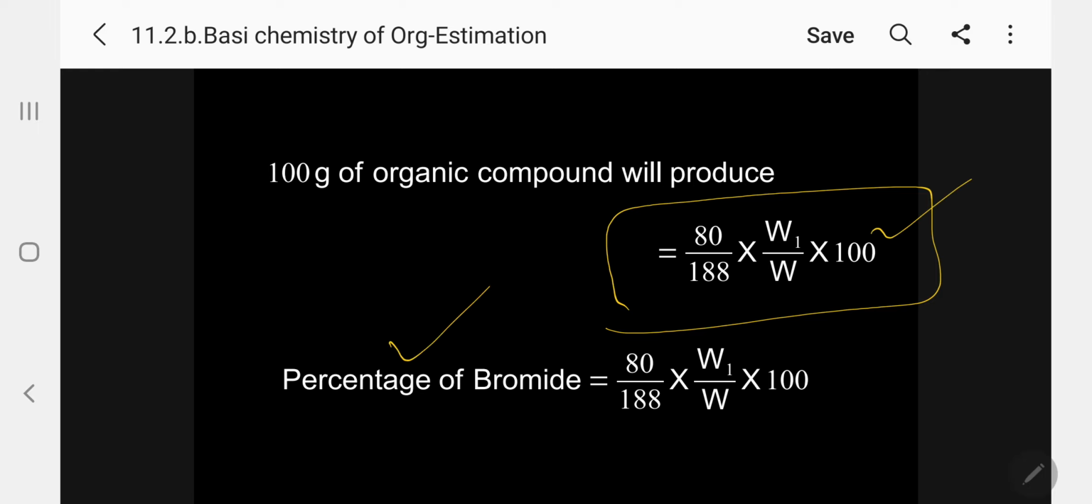That is, the percentage of bromine is equal to 80 divided by 188, the atomic weight of bromine over the molecular weight of the corresponding silver bromide, into W1, the amount of silver bromide formed, divided by W, the weight of organic compound used, into 100. So the percentage of bromine we can identify.